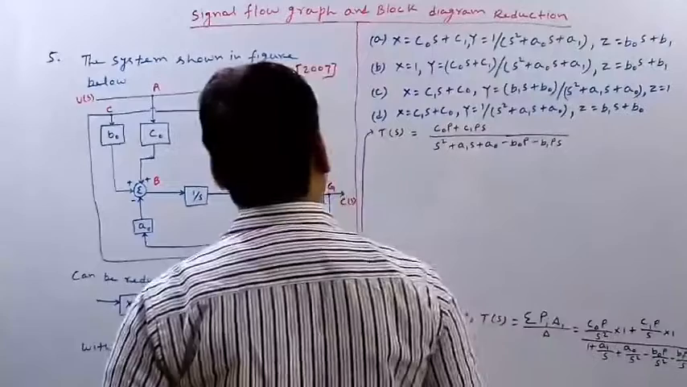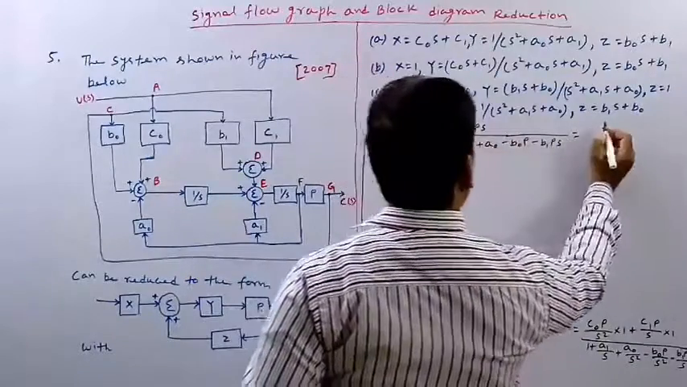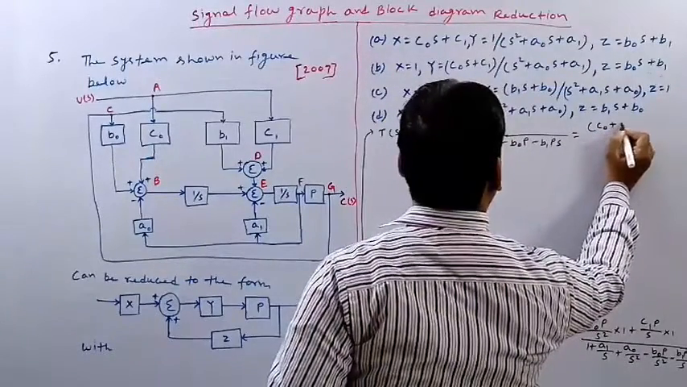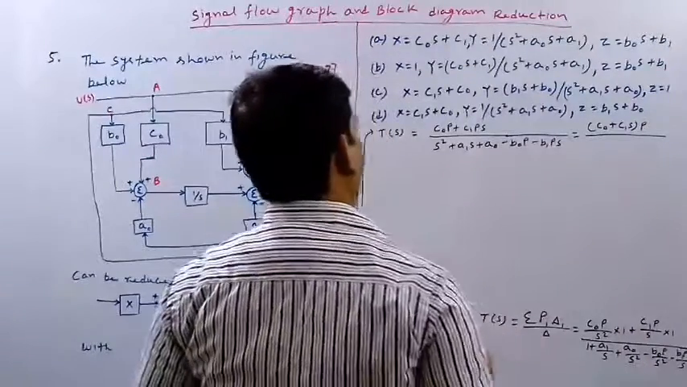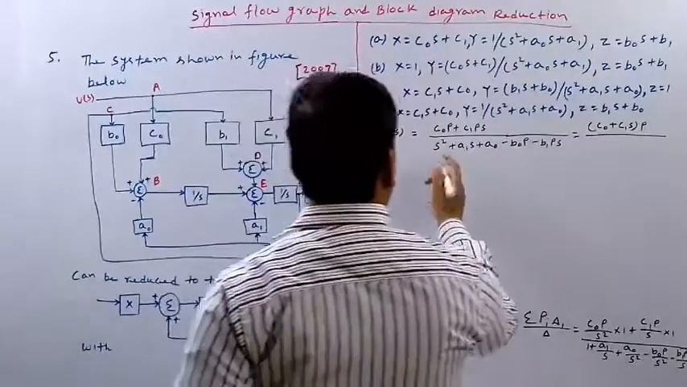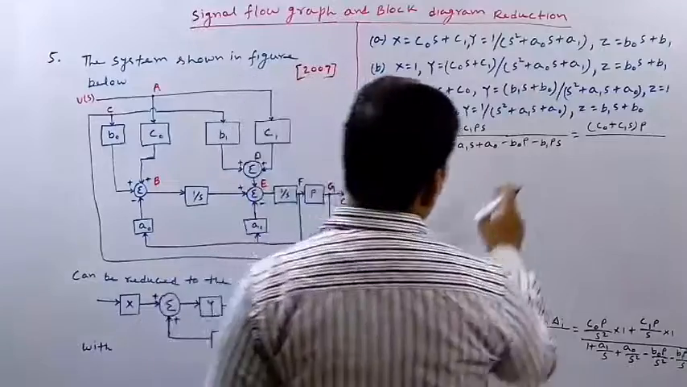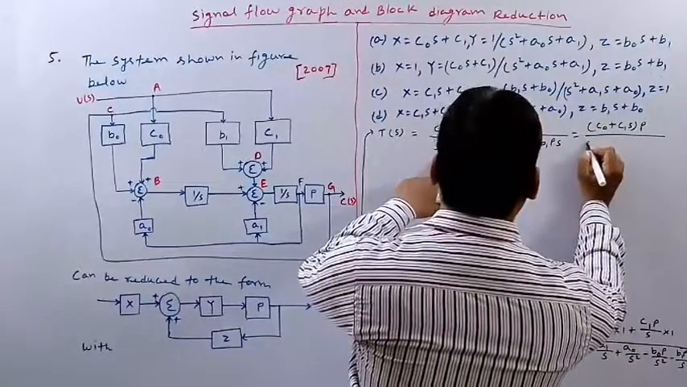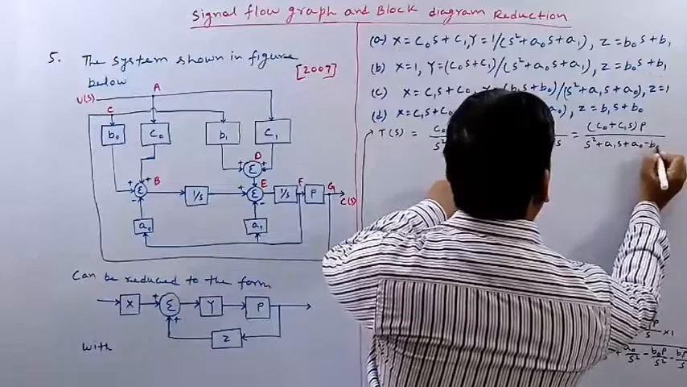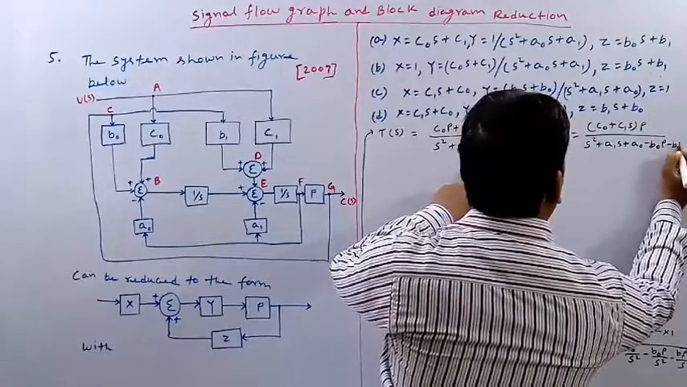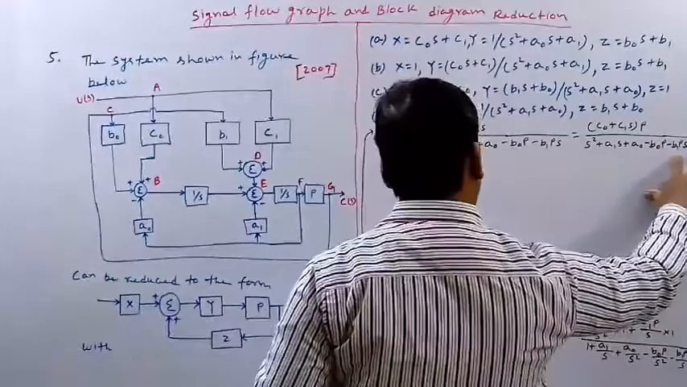Okay. Now if we take P as common in the numerator, it will be C0 plus C1 S, multiplied by P, divided by, in the denominator, S square plus A1 S plus A0 minus B0 P minus B1 P S. Here there are only two terms which contain P.